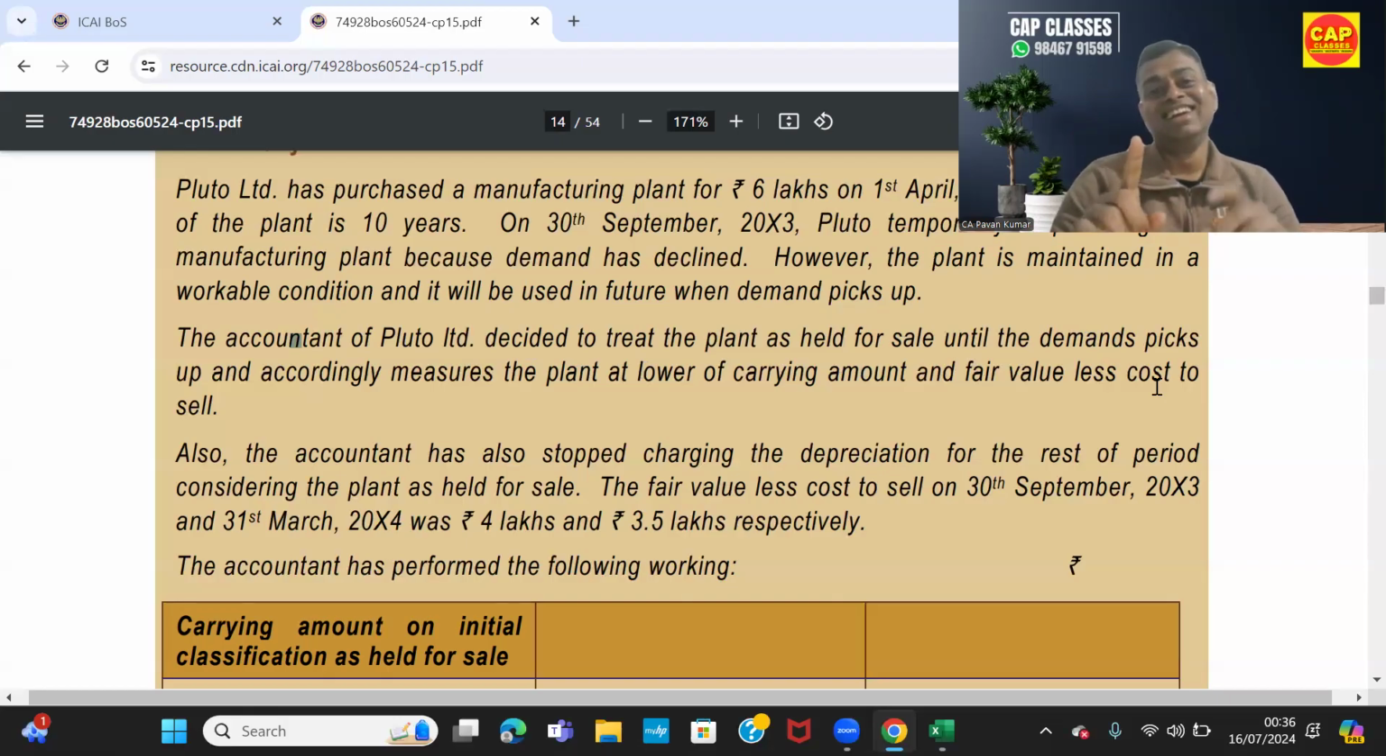Treatment is correct if the asset is held for sale. Carrying amount, fair value less cost to sell, whichever is lower. Correct. But the question is, can you apply Ind AS 105? No, you have to apply Ind AS 16 only. This is property, plant and equipment. This is not a non-current asset held for sale. So probably he might have even shown it under current assets in the balance sheet. If any asset is held for sale, you will show it under current assets.